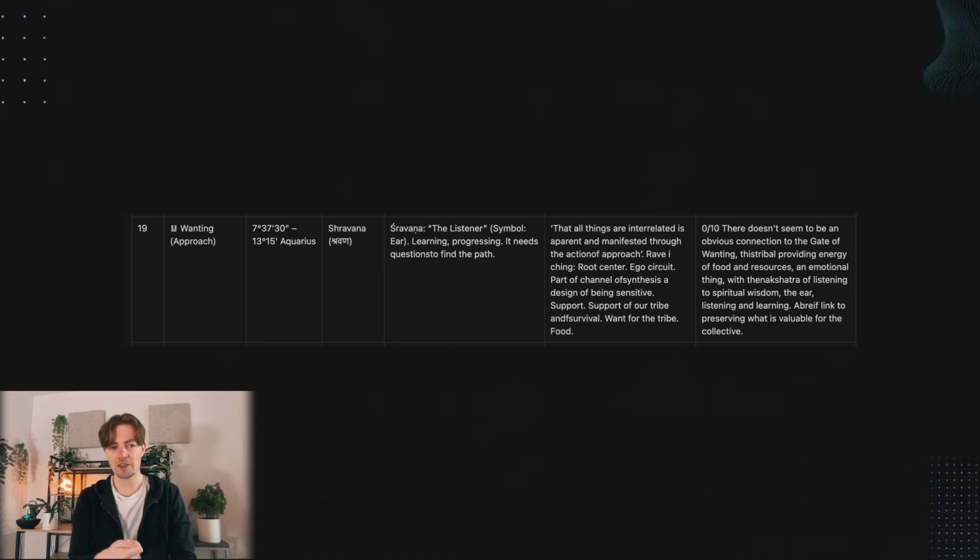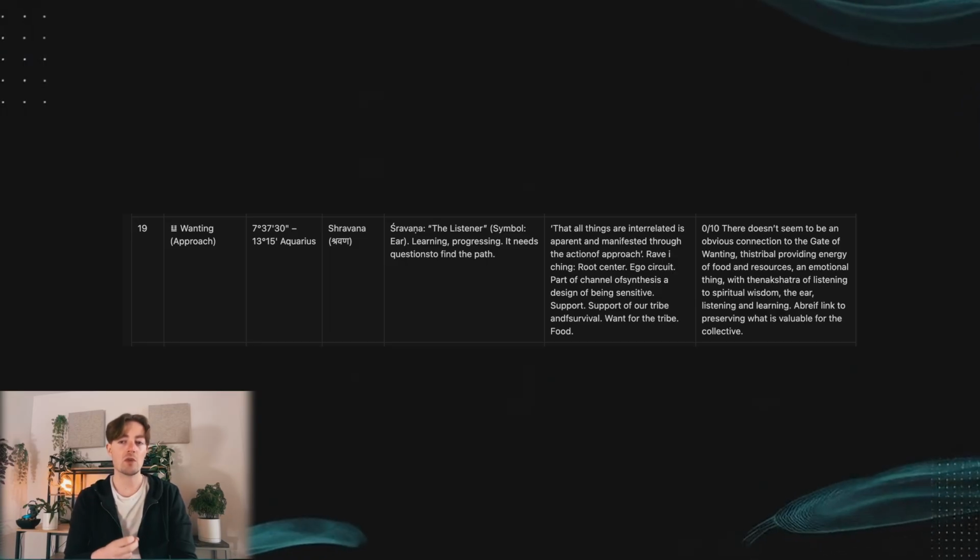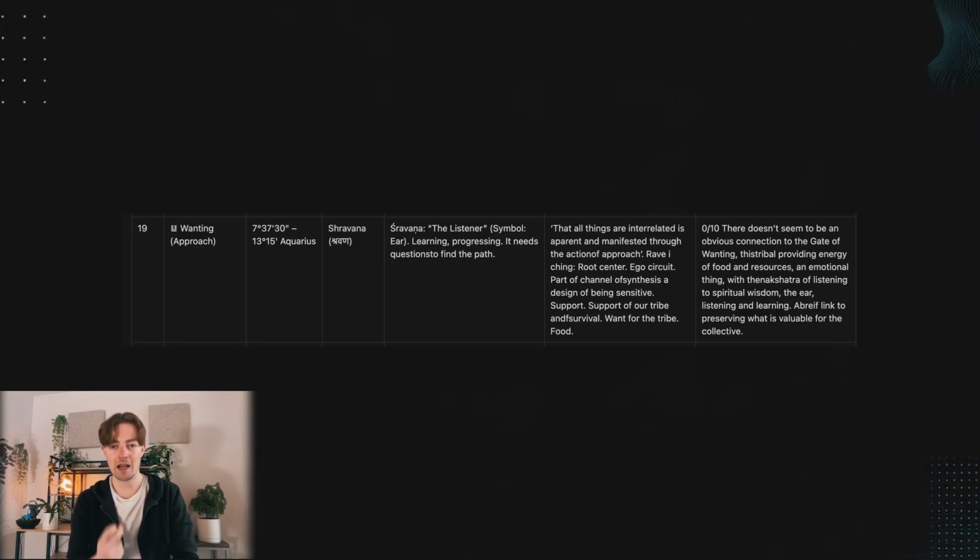19, the gate of wanting, the gate of approach, that all things are interrelated is apparent and manifested through the action of approach. From the Ra Ching, this is a root center gate. The ego circuit is part of the channel of synthesis, a design of being sensitive. It's about supporting the tribe, and survival. It's making sure the tribe survives with the resources such as food. This sense of the gate being approach, getting what you want, being part of a tribal channel to give goods and resources to the tribe, also being highly sensitive to emotional needs.